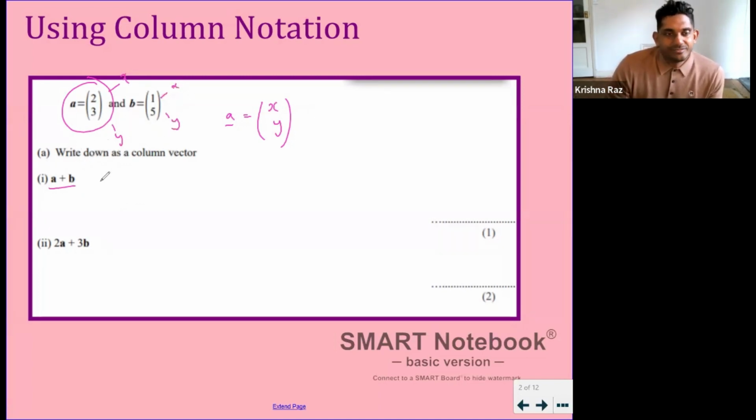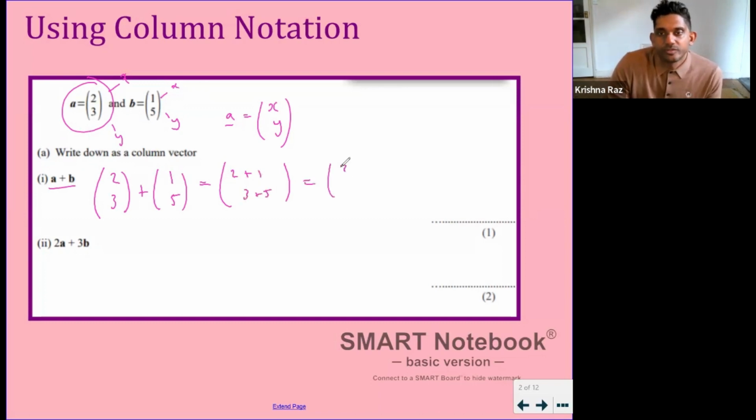When we're adding vectors, we simply have (2, 3) plus (1, 5). We just add the respective x components and y components, so we end up with (3, 8). If we combine a and b, we have a vector that moves across 3 and up 8.